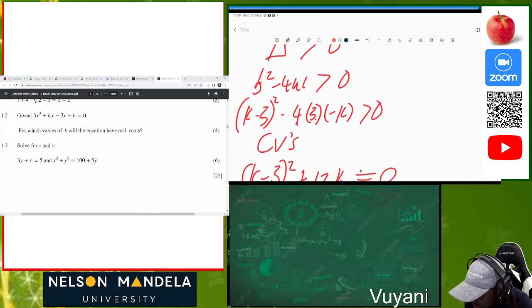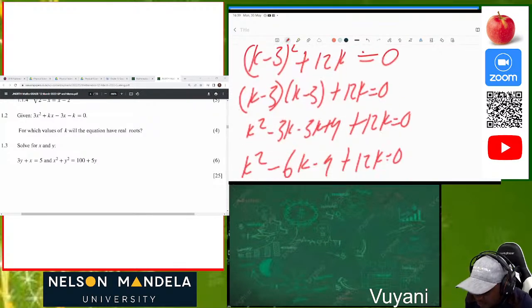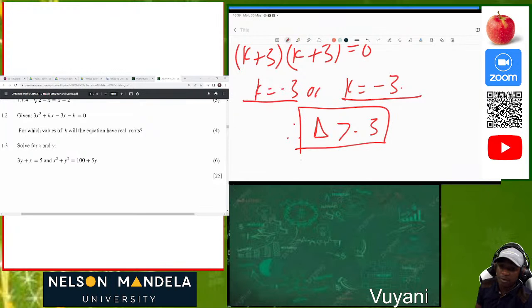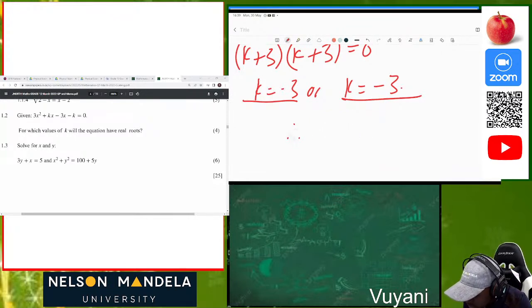So we can say that k must be negative 3, because this is the k value which we were looking for. Sorry, they asked for which values of k. So the value of k will be k equal to negative 3.